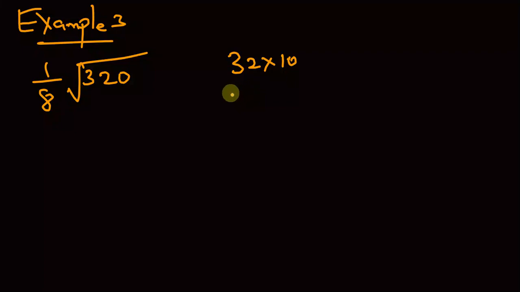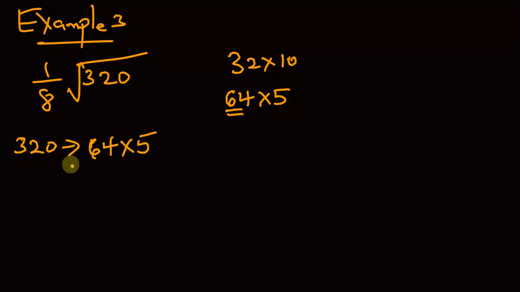But if I multiply by 2, we'll have 64. Then if I divide this 10 by 2, I will get 5. When you take 64 times 5, you get 320. But 64 is a perfect square, so we are going to use that. To get 320, we are going to take 64 times 5. Then we put everything inside the root. We will have 1 over 8 root of 64 times root of 5.